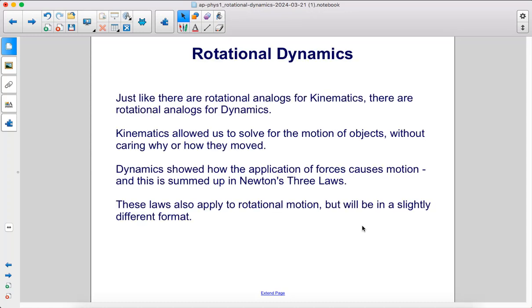Just like there are rotational analogs for kinematics, there are rotational analogs for dynamics. Kinematics allowed us to solve for the motion of objects without caring why or how they moved. Dynamics showed how the application of forces causes motion, and this is summed up in Newton's 3 laws. These laws also apply to rotational motion, but will be in a slightly different format.